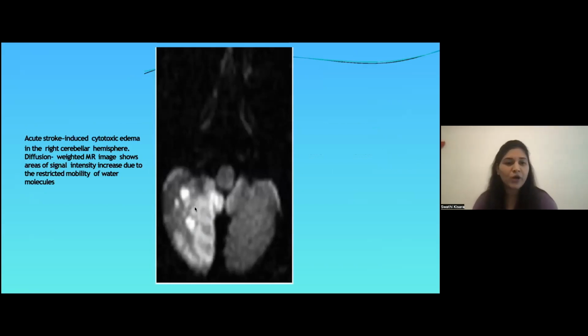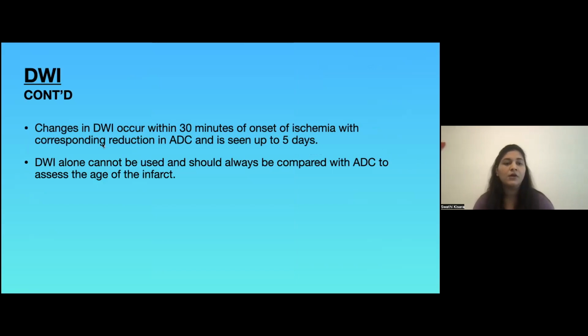So this is a DWI image showing diffusion restriction areas appearing hyperintense in a patient with acute stroke-induced cytotoxic edema in the right cerebellar hemisphere. Changes in diffusion weighted imaging occur within 30 minutes of the onset of ischemia, with corresponding reduction in ADC values, and it is seen up to 5 days. And DWI alone cannot be used and should always be compared to ADC to assess the age of the infarct.